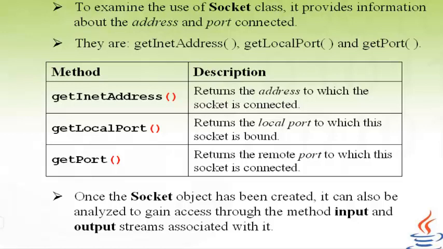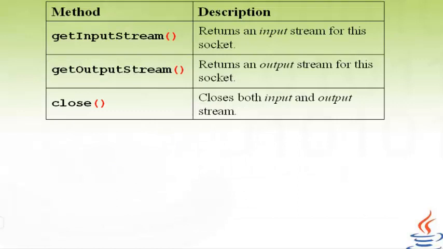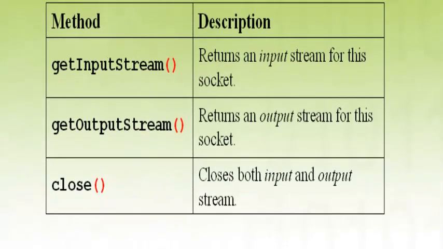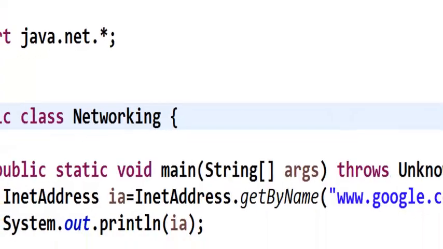Once the socket object has been created, it can also be examined to gain access to the input and output streams associated with it. These are methods like getInputStream, which returns the input stream for the socket, and getOutputStream, which returns the output stream for the socket, and close, which closes both the input and output streams.